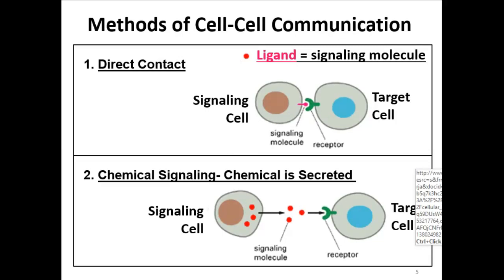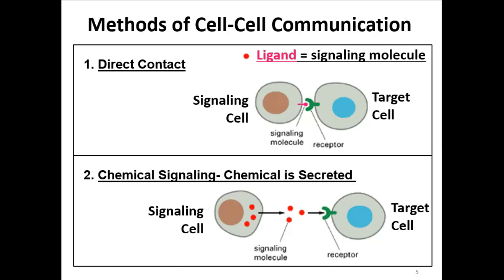Now we will look at how cells actually signal each other. There are two general methods by which cells communicate. The first method is called direct contact. The signaling cell and the recipient of the signal, or the target cell, are close to each other. In this case, the signaling cell usually has a signal embedded in its cell membrane.